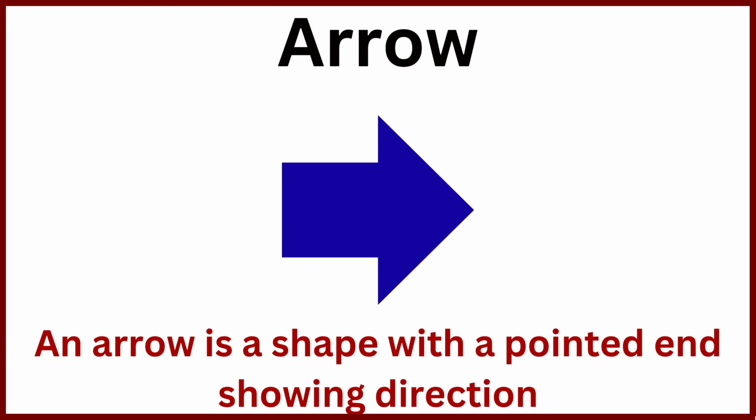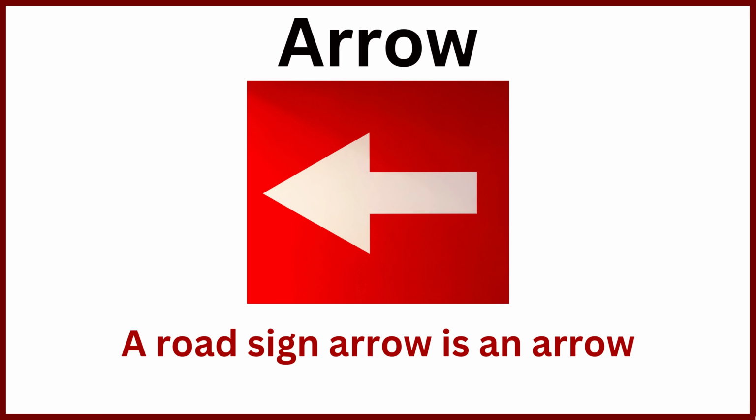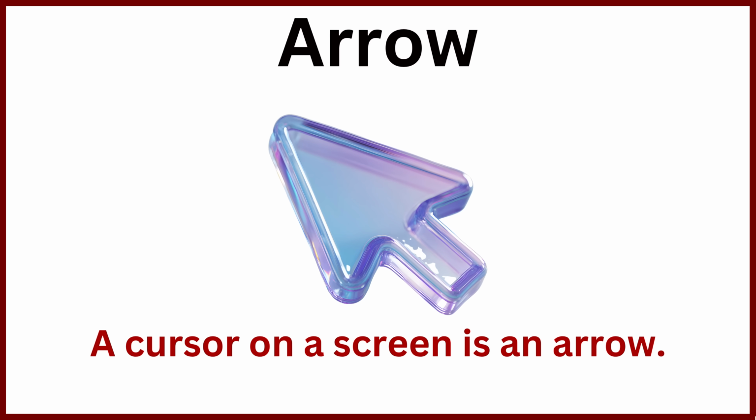Arrow. An arrow is a shape with a pointed end showing direction. A road sign arrow is an arrow. A cursor on a screen is an arrow.